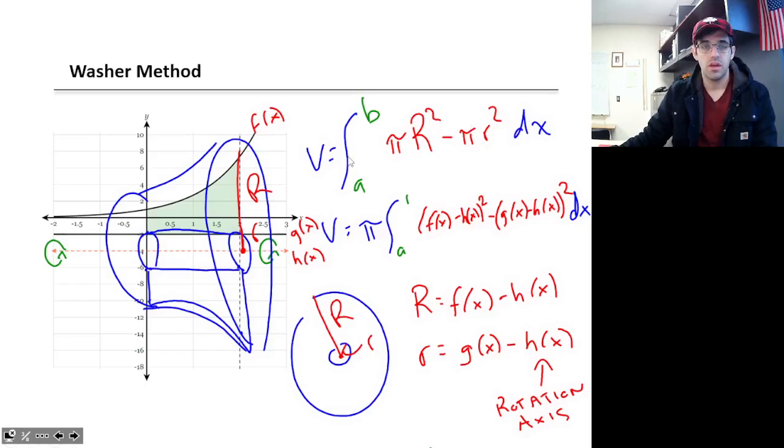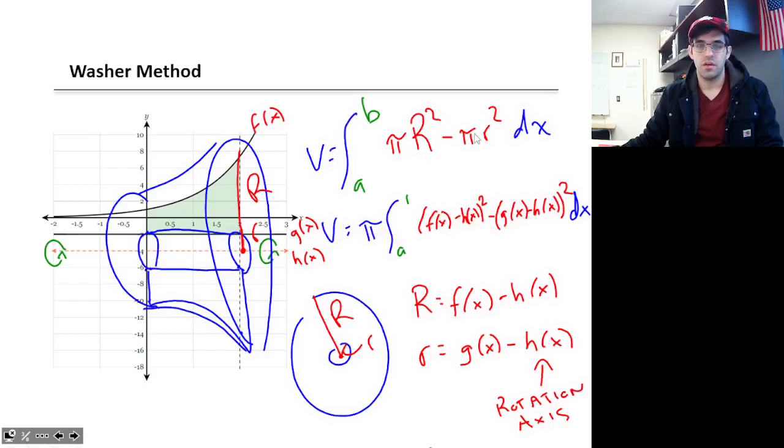So if I find our interval from x values a to b, I'm going to calculate big R, which is our top function minus our axis of rotation, and little r, which is our lower function minus the axis of rotation. We're just going to calculate the difference of those squares times pi.